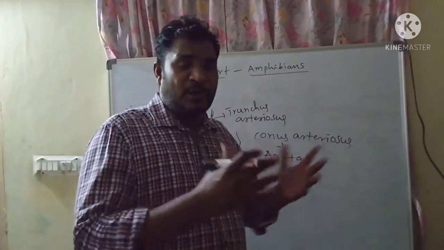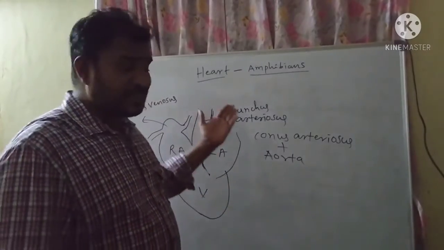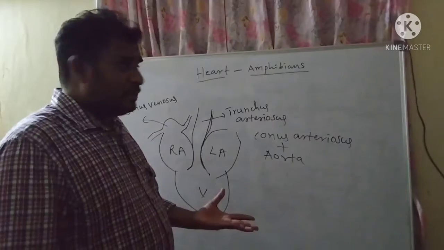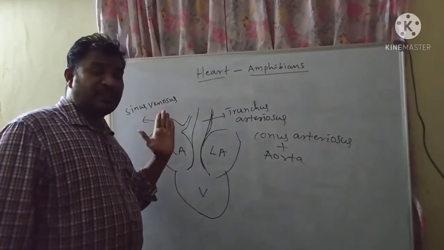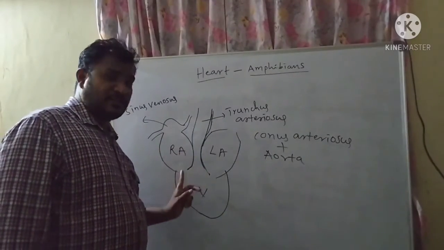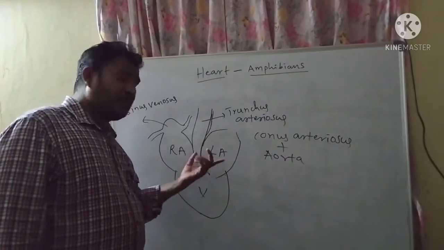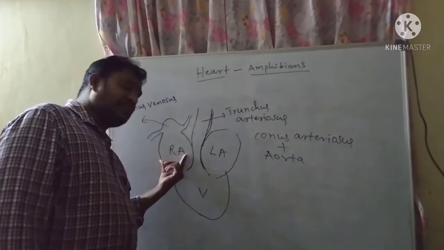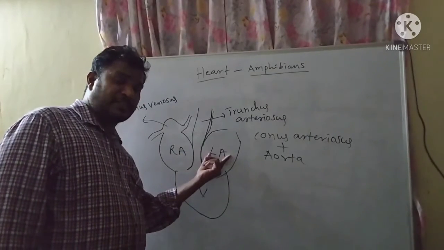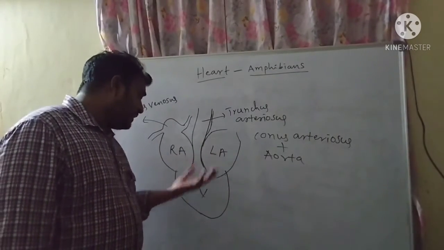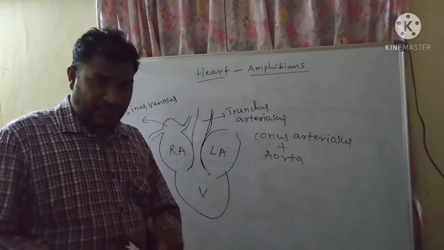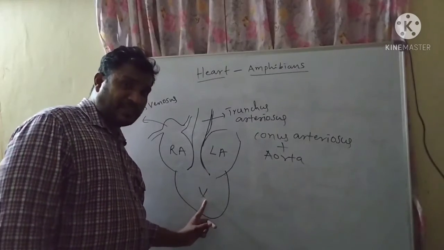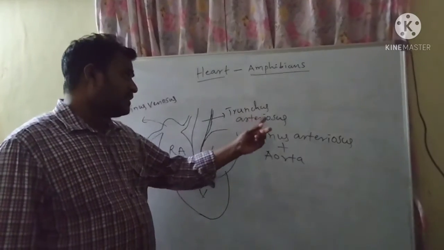Before blood is sent to the body parts, the auricles are the receiving chambers, receiving the blood separately. The right auricle receives the deoxygenated blood from the sinus venosus, and the left auricle receives the blood from the lungs. So here deoxygenated blood is collected, and here oxygenated blood is collected. But both enter into the ventricle where they are mixed together. One branch arises from the ventricle, called truncus arteriosus.